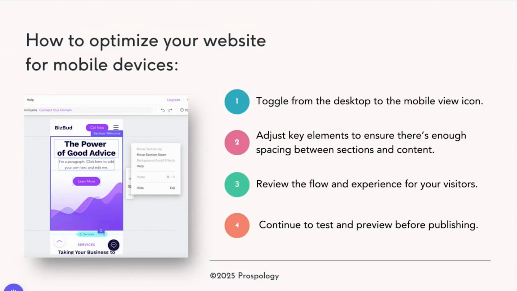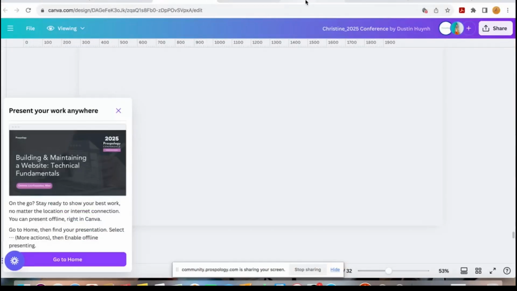Does it still feel inviting? Are there certain elements that feel a little bit too overwhelming to have on mobile? Then you can always hide certain elements, perhaps as well, to keep it really simple and clear, and to also continue to test and preview before you do publish ultimately.